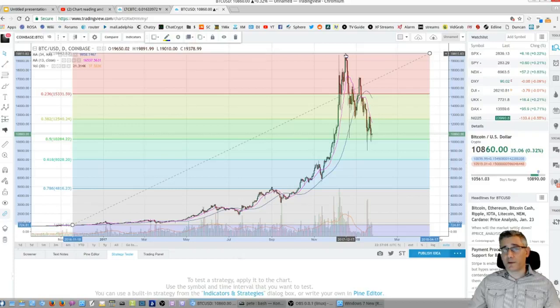Then we mark the top. It bounces off and comes all the way down to this line here, a very significant line, and it used that as a support. It bounced off, and now we're back down to this support level here, this green support level.